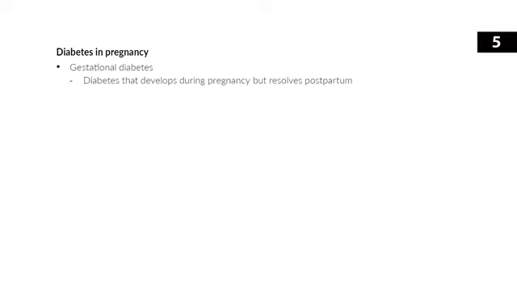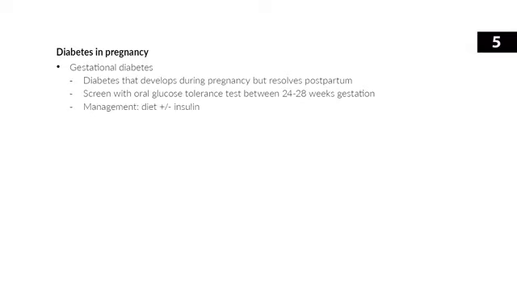So gestational diabetes is diabetes that arises during pregnancy but then resolves postpartum. We screen for this in everyone using an oral glucose tolerance test between 24 and 28 weeks of gestation. And then the management is with a diabetic diet plus or minus insulin if better control is needed. The main complication we worry about with gestational diabetes is fetal macrosomia, or big babies.